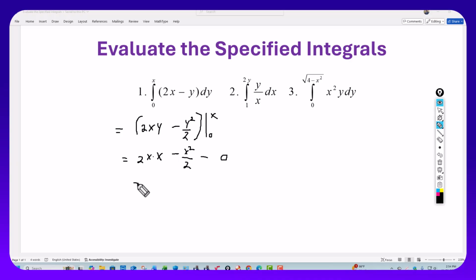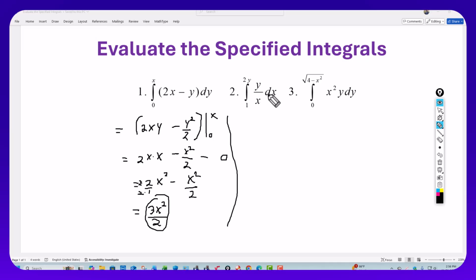So this then comes out to 2x squared minus x squared over 2. To get the same denominator, multiply here by 2 and here by 2. You get 4x squared over 2 minus x squared over 2. So this will come out to 3x squared over 2.